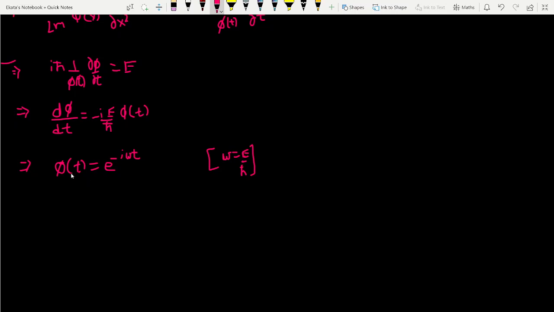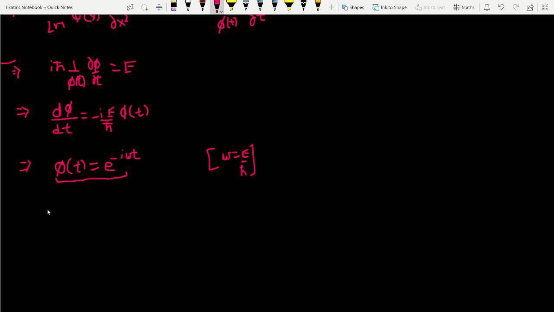So this is our time dependent function, and in the time dependent Schrodinger equation it tells how our quantum mechanical system is evolving with respect to time. So this is our solution.